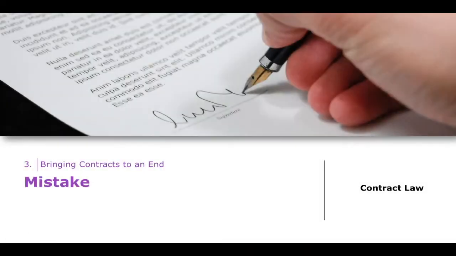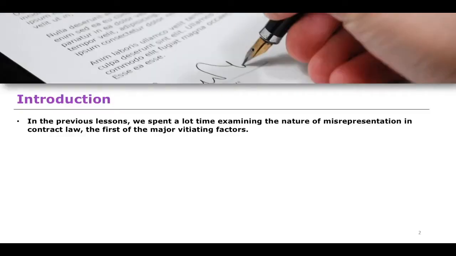In this lesson we're going to talk about the next major circumstance in which we can bring a contract to an end, and this is by reference to the doctrine of mistake. Now, in previous lessons, we spent quite a lot of time examining the nature and the extent to which misrepresentation could be representative of a vitiating factor within contract law. We noted that there are various different kinds of misrepresentation, ranging from innocent misrepresentation on the one hand, all the way to fraudulent misrepresentation on the other.